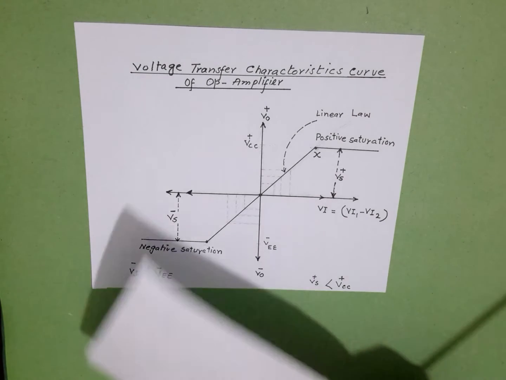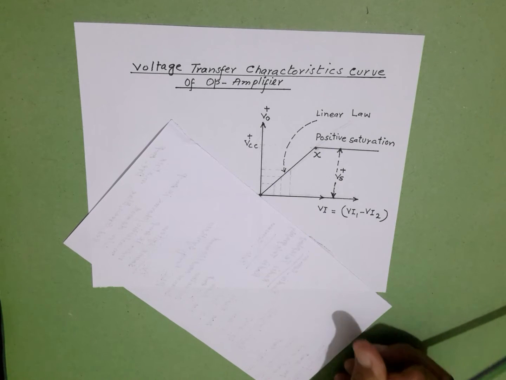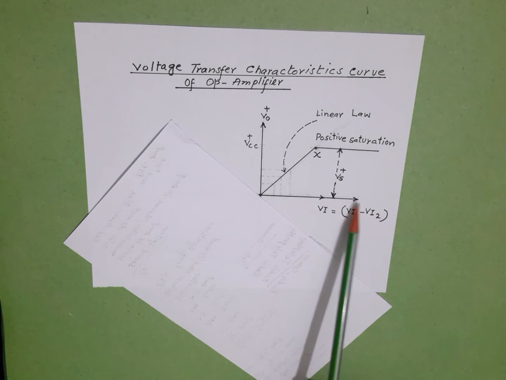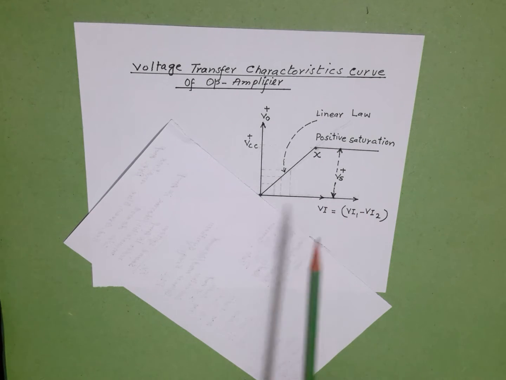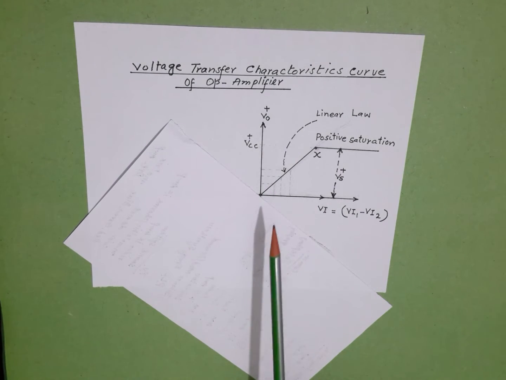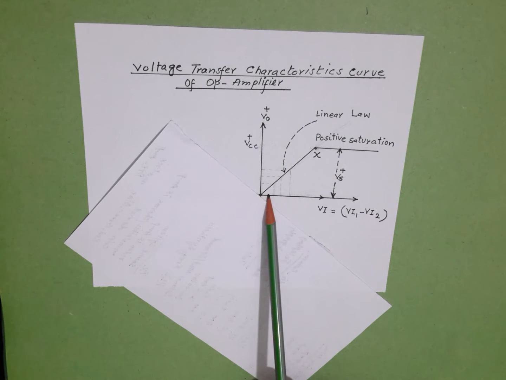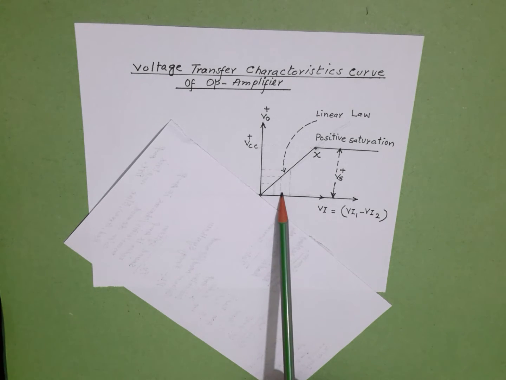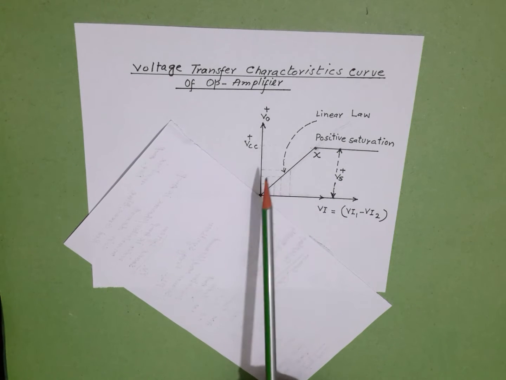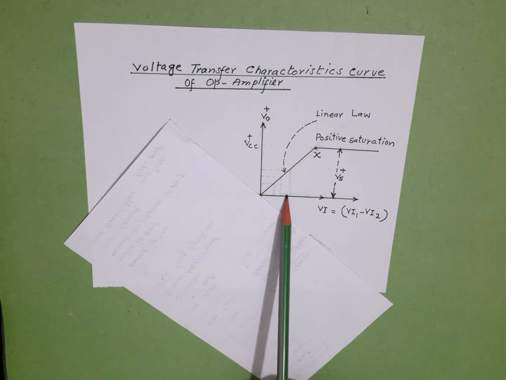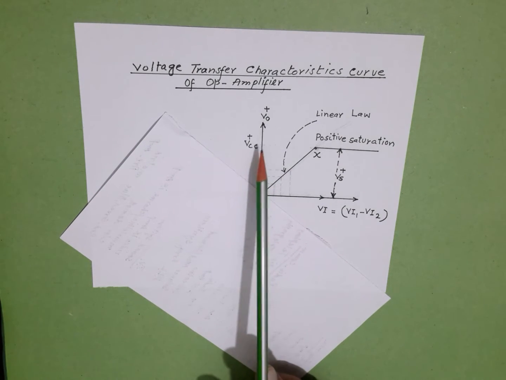Coming to the explanation, see that when the input voltage is increasing in a positive direction, the output voltage increases in a positive direction. Starting from 0, we increase the input voltage at this point. The output voltage rises from 0 to this value, further increases to the second dotted line, and the output increases to this point. A further increase in input voltage causes the output voltage to increase.